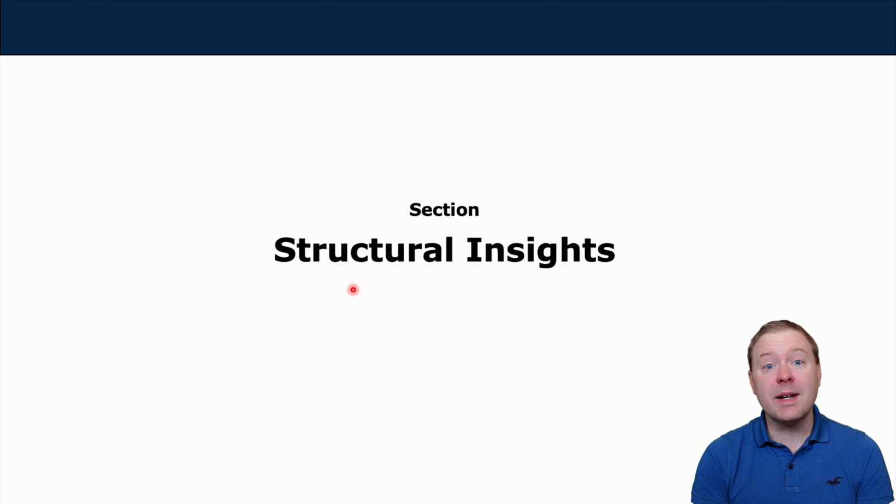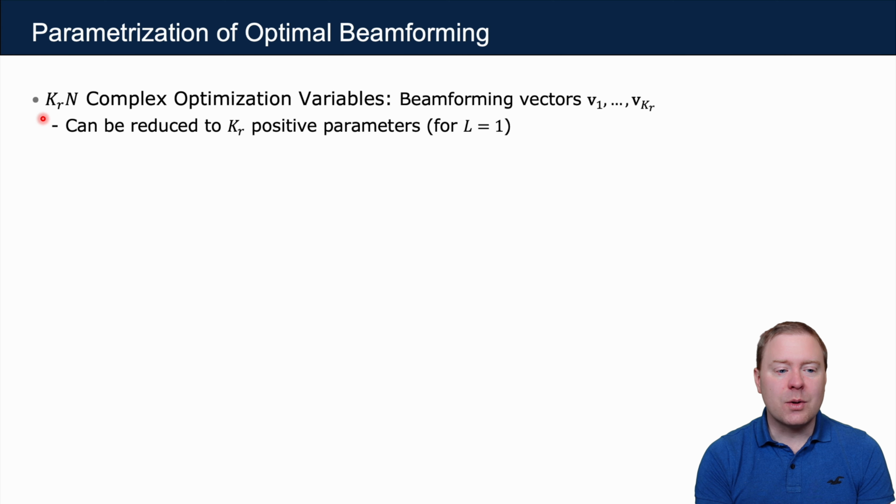There are some structural insights into optimal beamforming that can be extracted by solving the optimization problem that we considered previously. So in general, we have K_r times N complex valued optimization variables. So it is these beamforming vectors v_1 to v_{K_r}. So they are K_r of them and they have N entries each. But this can be reduced to K_r positive parameters, one per user, when we have only one total power constraint.